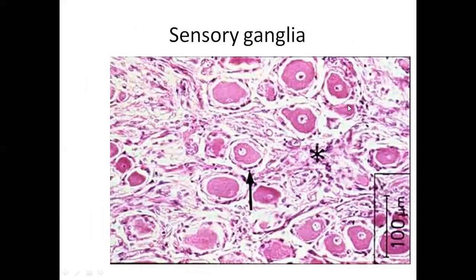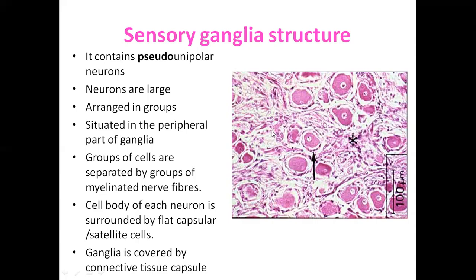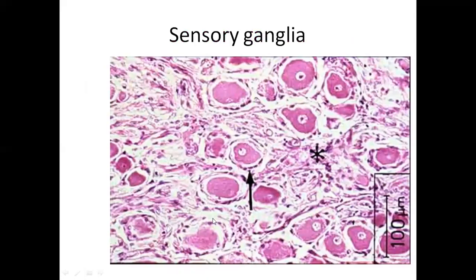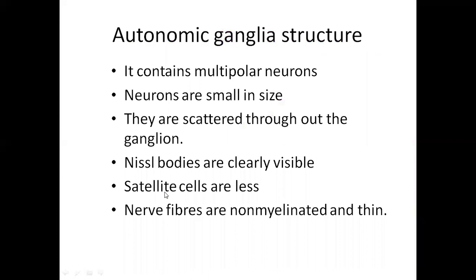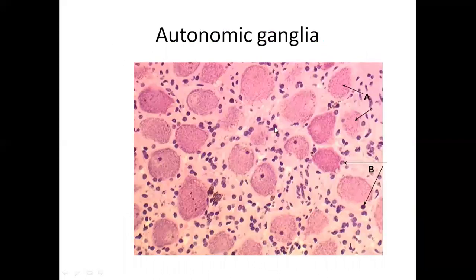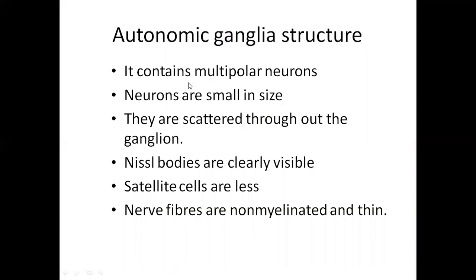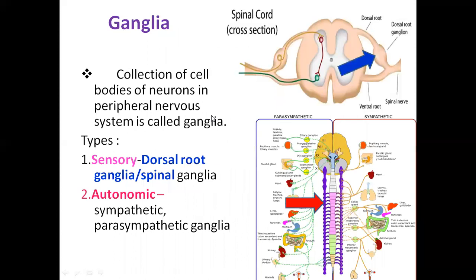These are all pseudo unipolar neurons, 1, 2, 3. We find certain cells surrounding these pseudo unipolar neurons, which are nothing but satellite cells. The whole of this ganglia is covered by connective tissue. Next we have the autonomic ganglion. The autonomic ganglion contains multipolar neurons. I'll show you once.